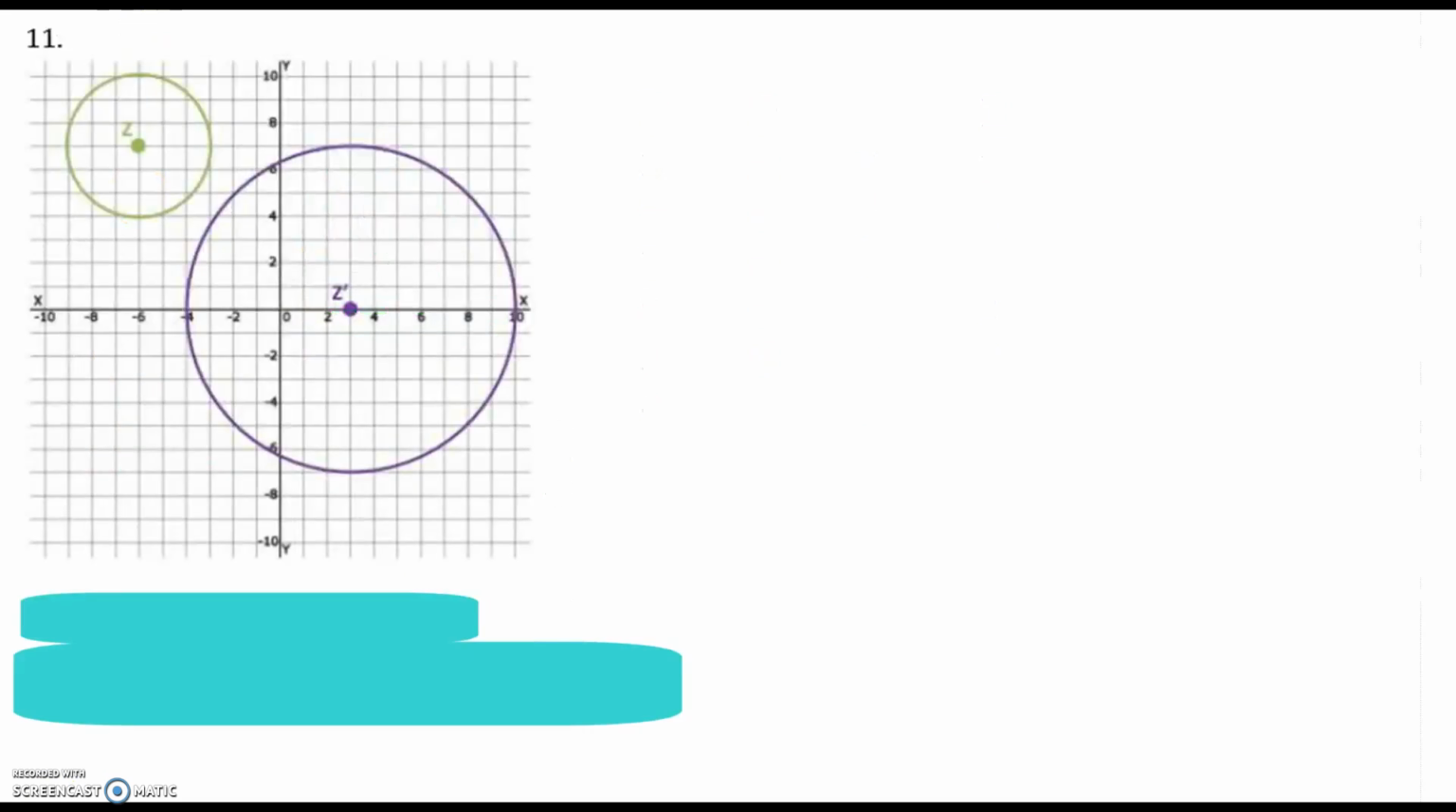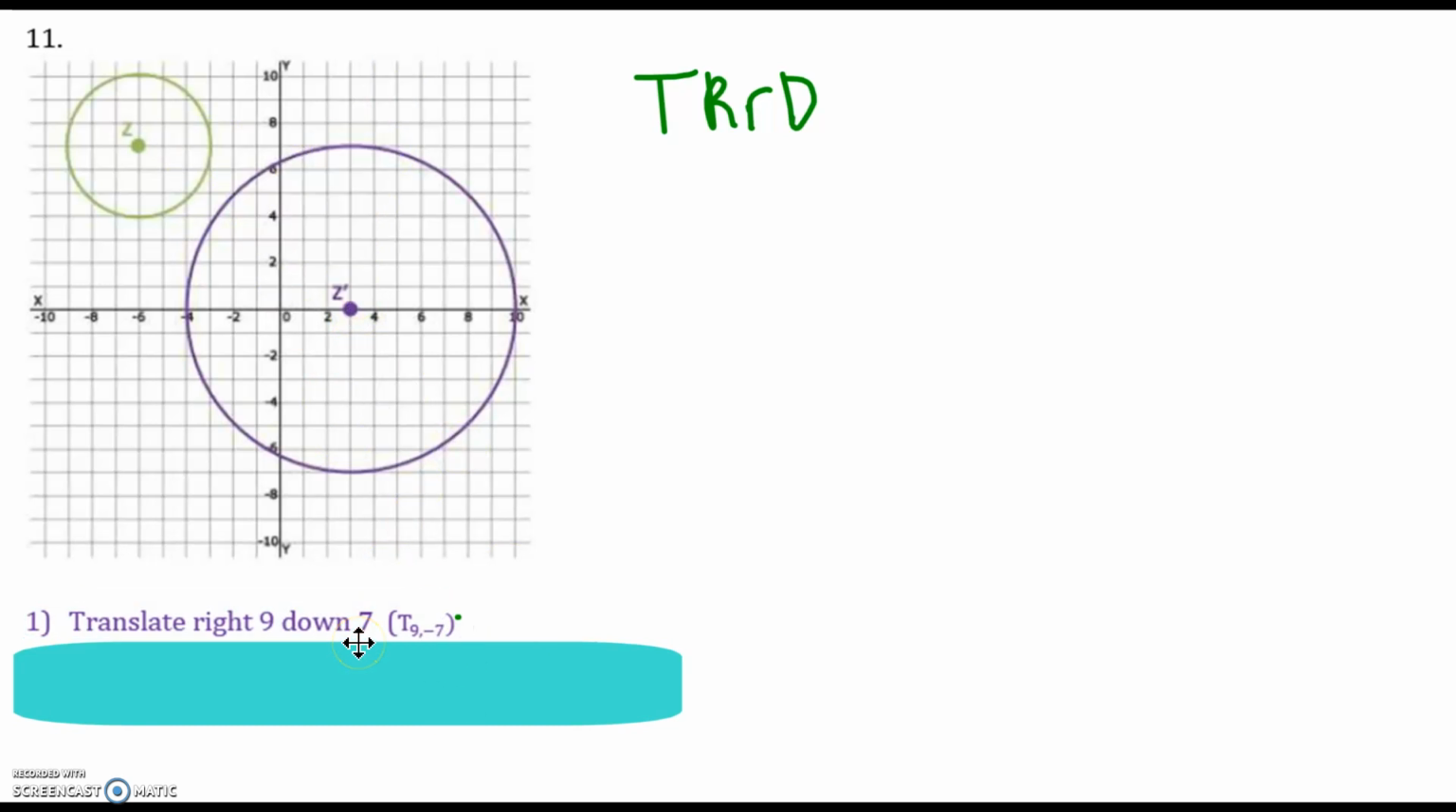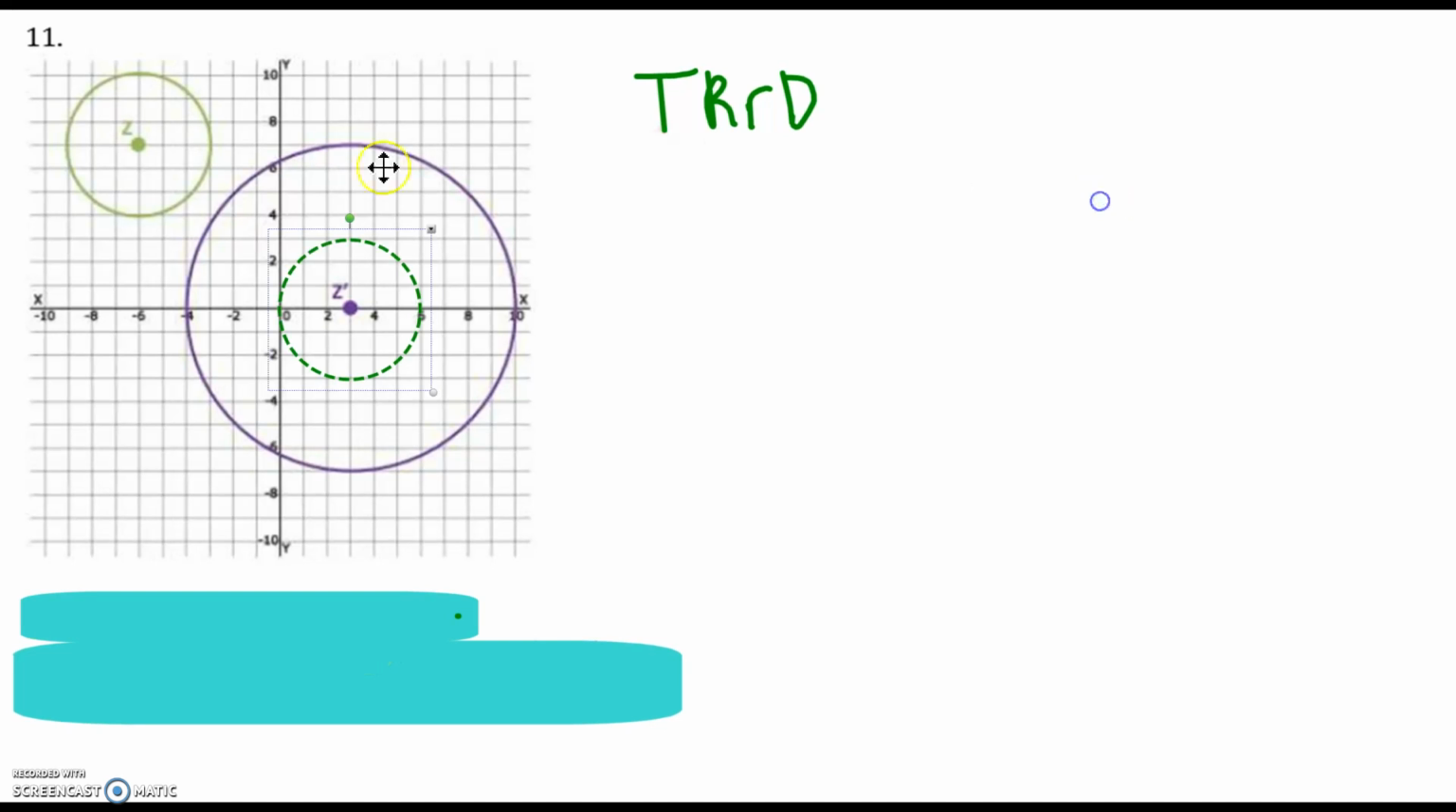Okay, going on to number 11. This is the same idea, but they're circles. So we're going to follow TRRD again. And first we're going to translate the pre-image, circle Z, so that the centers line up. That's what I'm going to choose to do. And to do that, I would have to count. It would go to the right 9 and then down 7. And once I do that, I would end up at this dotted circle here.